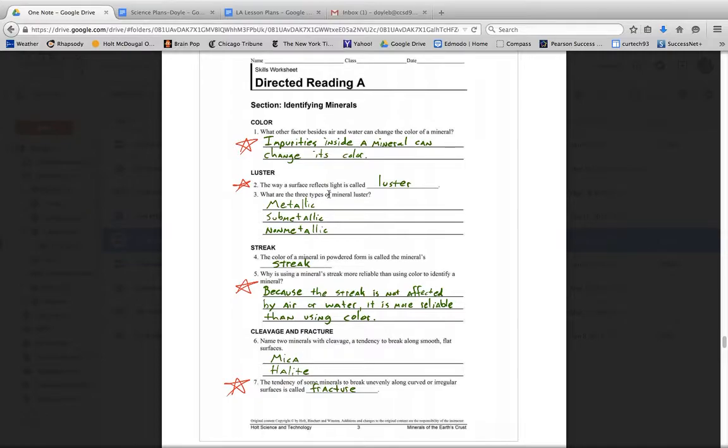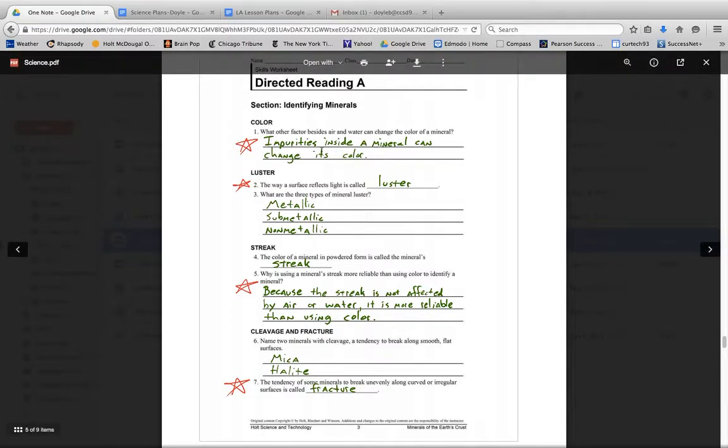Number 1, what other factor besides air and water can change the color of a mineral? Impurities inside a mineral can change its color. So color isn't always the most accurate way to identify minerals because the colors can change a lot.